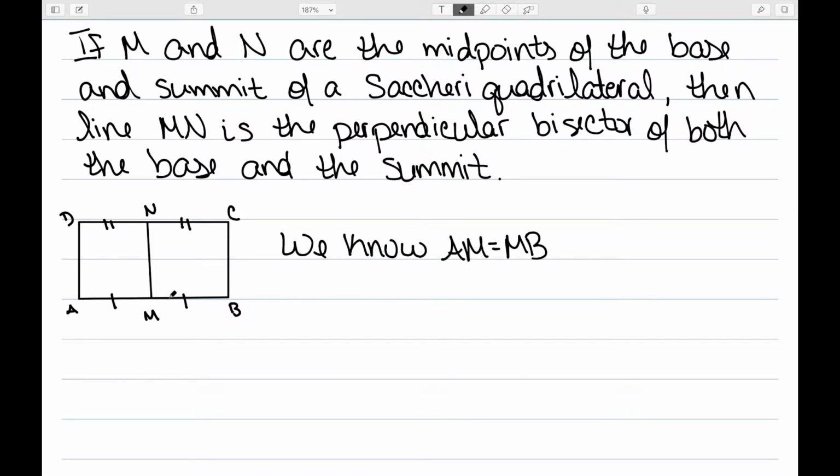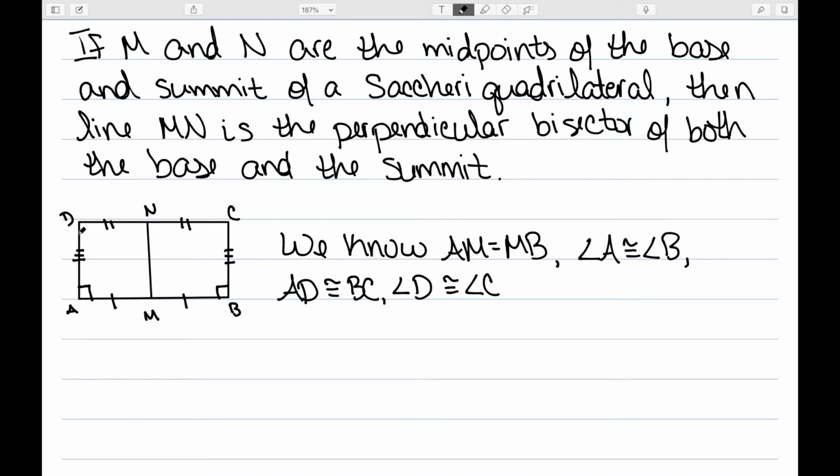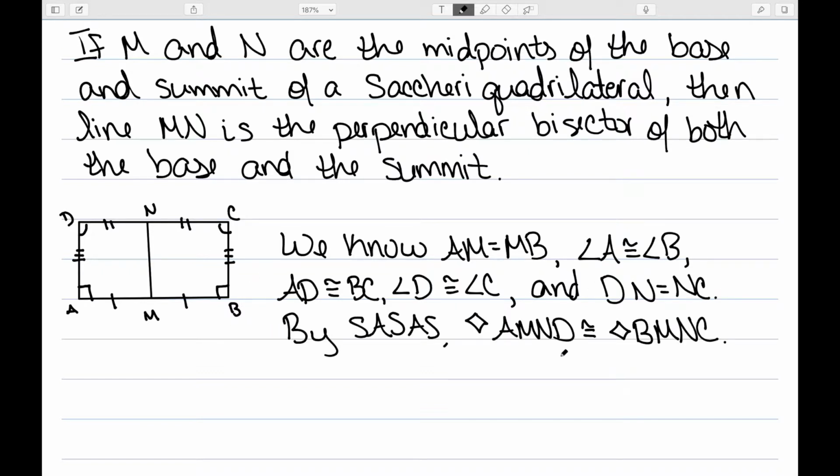This tells me that AM is equal to MB. Angles A and B are congruent since, by definition of the Saccheri quadrilateral, they're both right angles. We know that AD and BC are congruent by construction of the Saccheri quadrilateral. And we also know that angle D and angle C are the same, since we have proved previously that the summit angles need to be congruent. And finally, DN is equal to NC, once again by definition of N being the midpoint. So by side-angle-side, we have that this left and right quadrilateral are congruent.